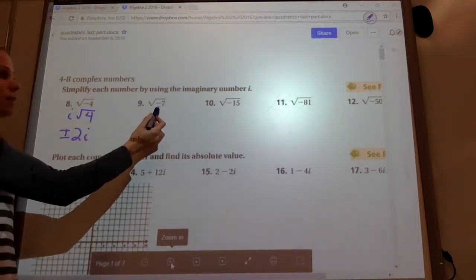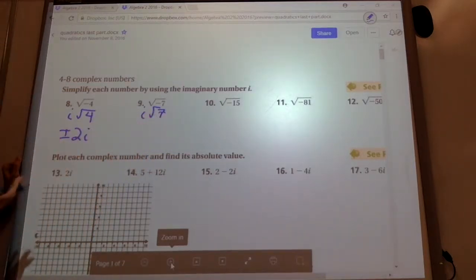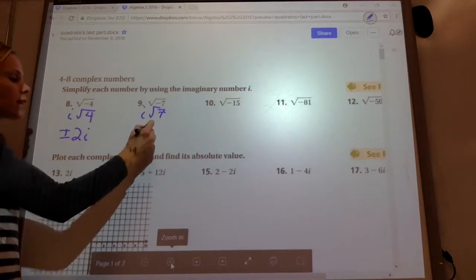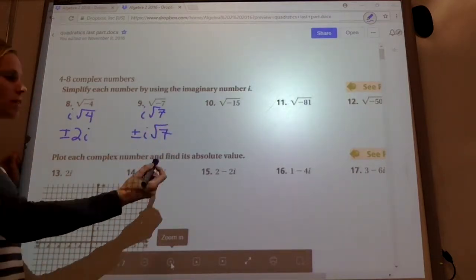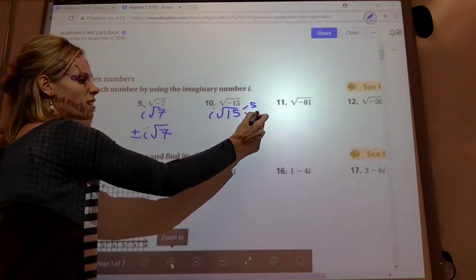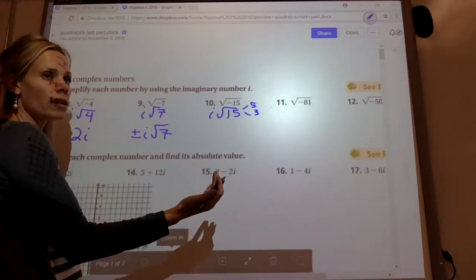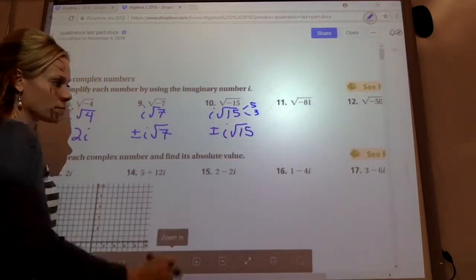Same with this one, I have a negative, so I take out an i. Can I reduce square root of 7? No, so it just stays plus or minus i root 7. Next, 15, take out the i. Can I reduce 15? No, it's just 5 and 3. There's no 2 of anything. So it just stays plus or minus i root 15.